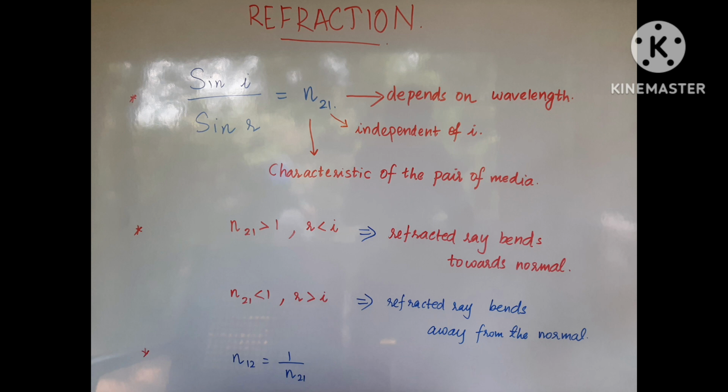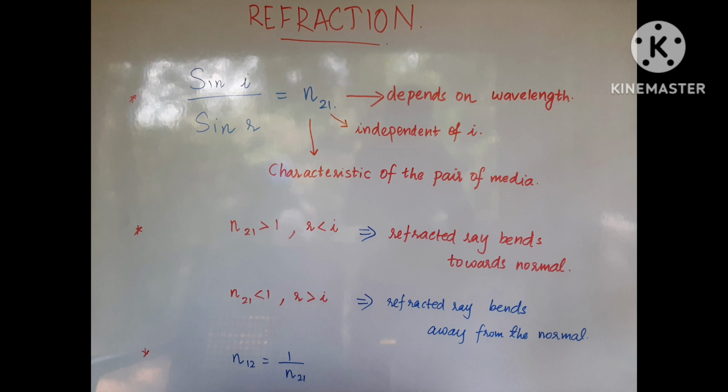When we analyze the diagram, we can say that when n21 is greater than 1, sin i by sin r is greater than 1. That means the angle of refraction is less than the angle of incidence. So the refracted ray bends towards the normal.